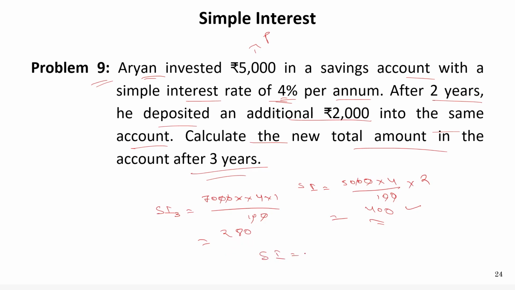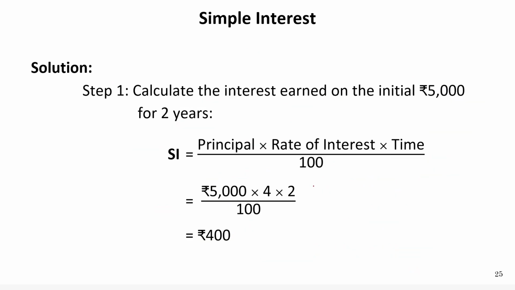So SI2 plus SI3 is equal to 400 plus 280, which is equal to 680. So the total amount of interest earned is this much, and the total amount is equal to 7000 plus 680, which is equal to 7680. So this will be the final amount.